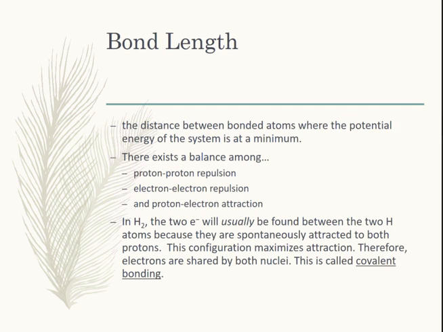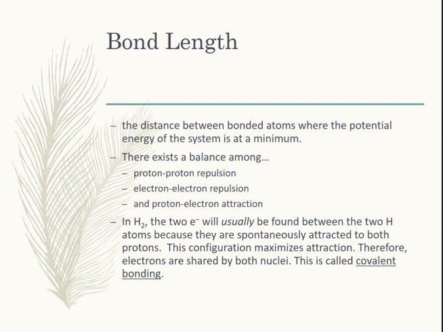Bond length tells us a function of the items related in a bond. It's the distance between bonded atoms where potential energy of the system is at a minimum. And we'll look at that graphically next. There are three forces we have to consider when considering why bonds are at the length they are, and that is the repulsion between protons and repulsion between electrons, and then the attraction of protons for electrons and vice versa.